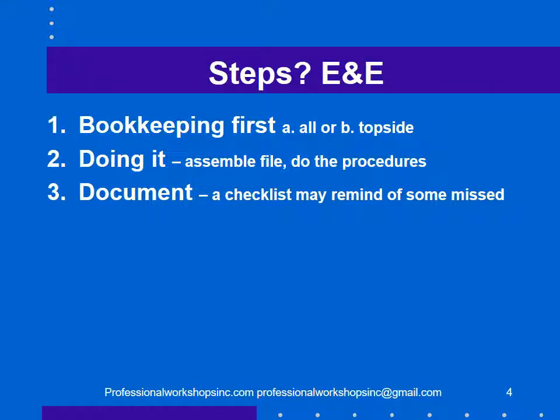So the steps for an efficient and effective review, my thoughts. First thing you do is the bookkeeping, and sometimes, less frequently now, we do it all. Other times we're doing what I call the topside entries. We record depreciation, for instance. And then you do the review, you assemble the file and do the procedures. And finally, you make sure that you've documented what you have done and what you should have done. And a checklist here is useful because it may remind you that there are some procedures that you just forgot, you missed.